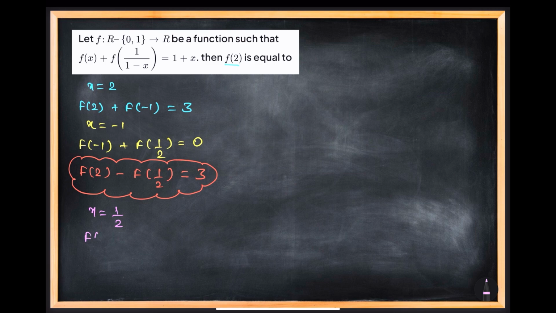So we got f(1/2) plus f(1/(1-1/2)), and 1 minus 1/2 will become 1/2, so 1 by 1/2 is nothing but f(2), is equal to 1 plus 1/2, which is 3/2. Now, look at this situation.